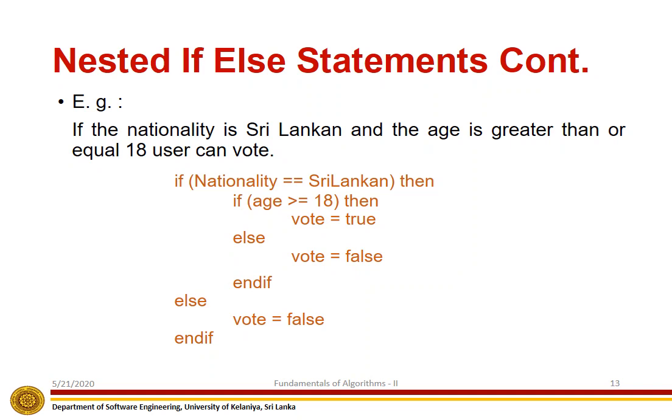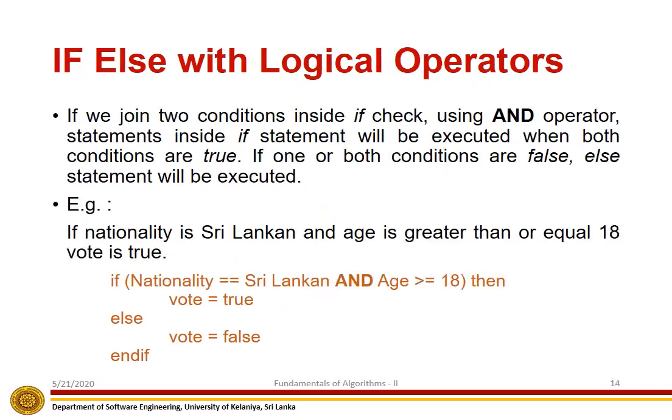Now think, if we can put both conditions together, the nationality must be Sri Lankan and age is greater than or equal to 18, inside one bracket with the and keyword. If you remember, and is a logical operator I mentioned in the beginning of the lecture. It will simplify the if conditions. We don't want to use nested if-else, we just write one if-else statement, right? So we can use logical operators to combine multiple conditions together.